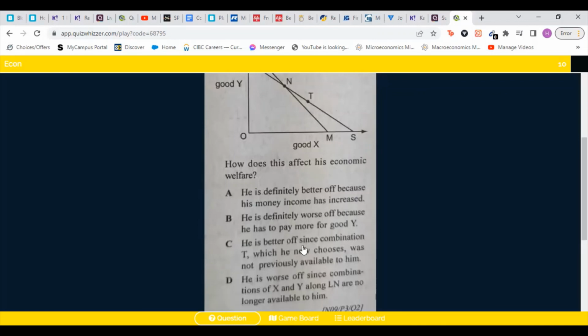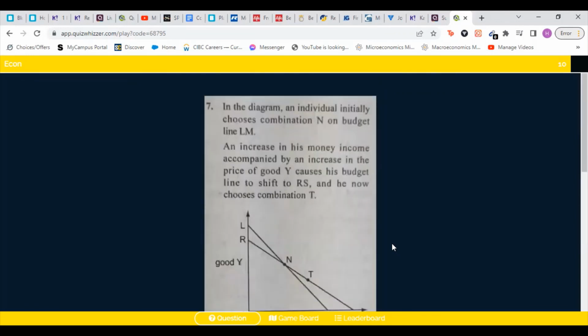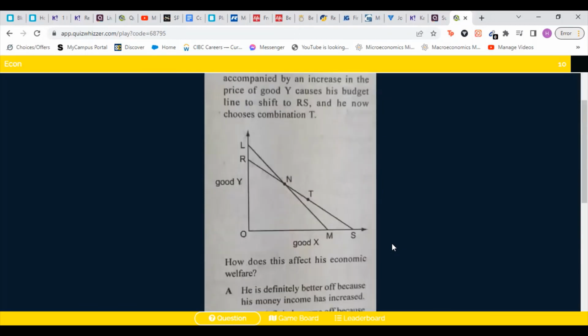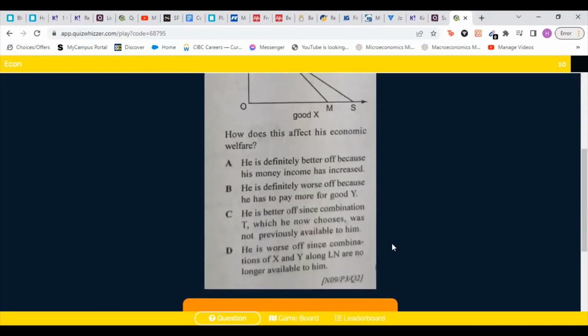I think for this, he's been. Oh, what were we gonna say? I was just gonna ask to read the question again. Sure, sorry. So in the diagram, an individual initially chooses combination N on budget line LM. An increase in his money income accompanied by an increase in the price of good Y causes his budget line to shift to RS, and now he chooses combination T. How does this affect his economic welfare?